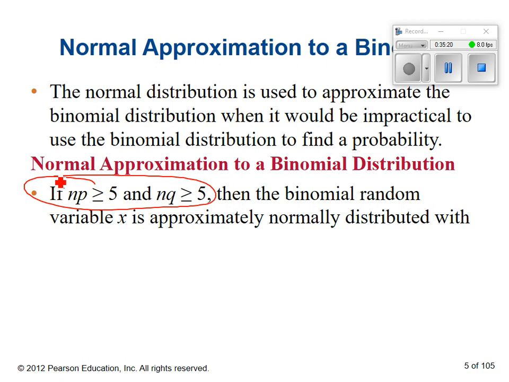So you take n times p, which has to be greater than or equal to 5. N times q has to be greater than or equal to 5. If either one of those is not true, then we can't approximate it using the normal curve. So that's the first thing you've got to check. You're going to take n times p, n times q, and see if it's 5 or more. If it's not, then you stop right there and say this can't be done using a normal approximation of a binomial distribution.